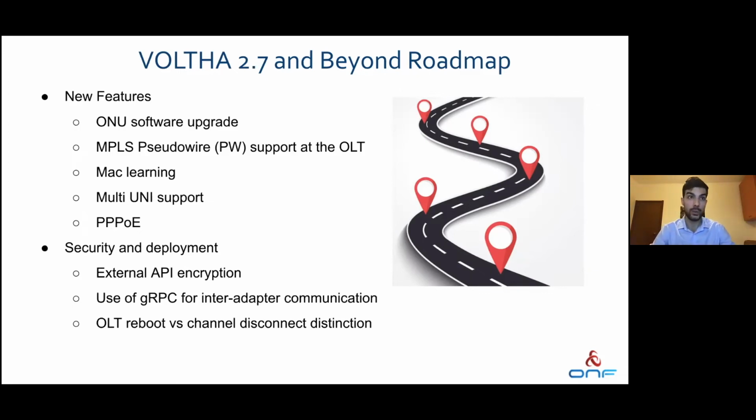In terms of security and deployment, we're looking at external API encryption, the use of gRPC for inter-adapter communication instead of Kafka, and also the distinction between OLT reboot and channel disconnect. Again, as different things come into priority, these might happen in 2.7 or might happen down the line, but they are on our roadmap, which is key.